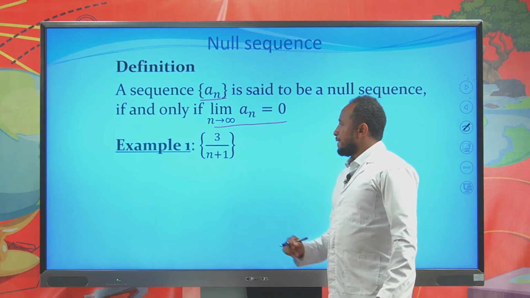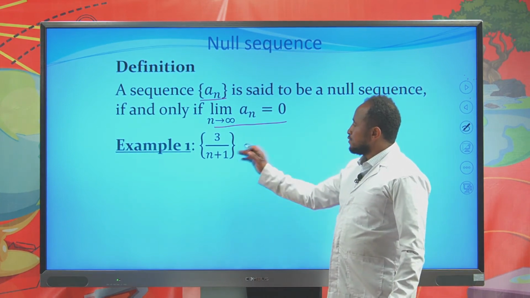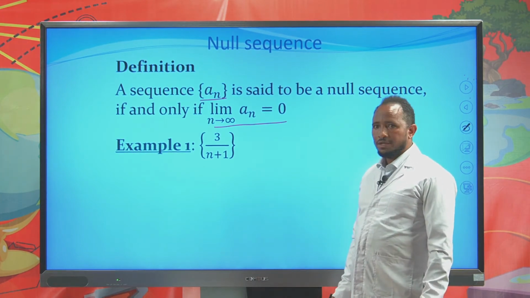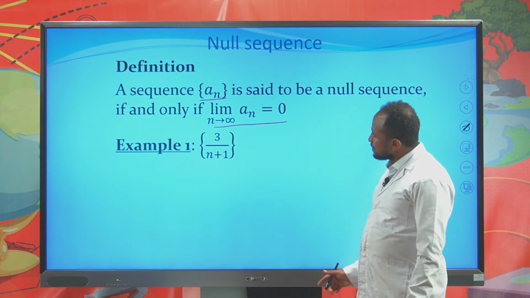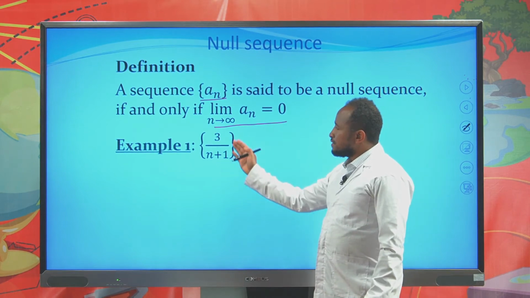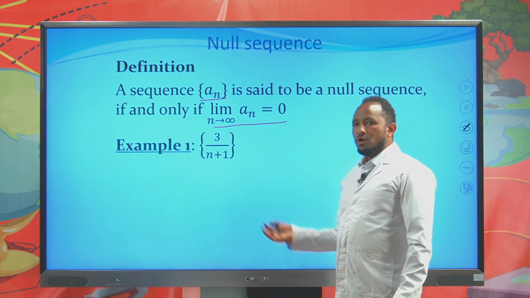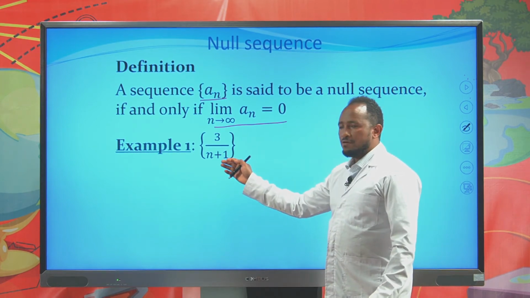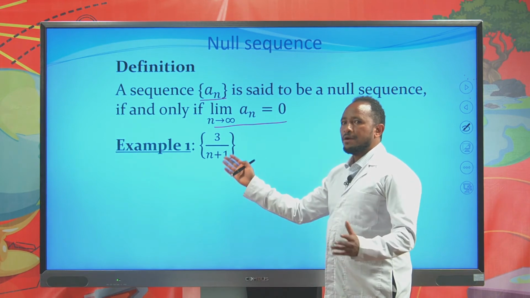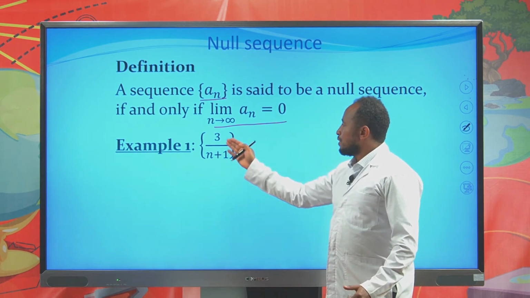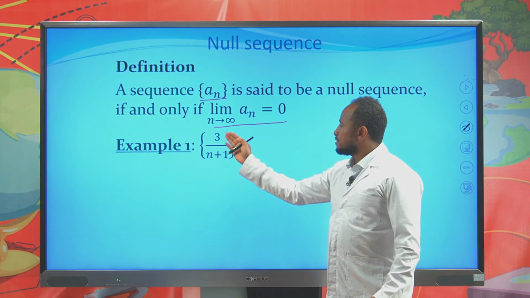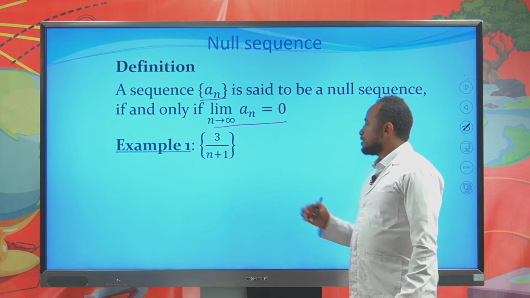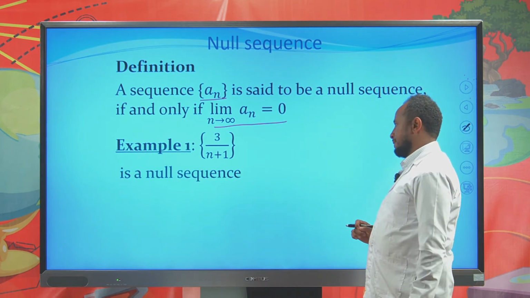The first example, check whether this one is a null sequence or not. As you can see, the limit of this sequence when n goes to infinity: the denominator becomes bigger, or infinity. 3 divided by a bigger number at infinity will go to 0. The limit of this sequence at infinity is 0. So this sequence is a null sequence.